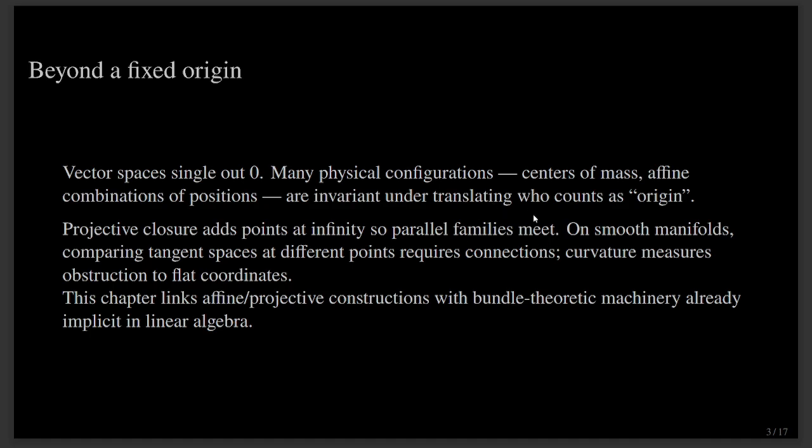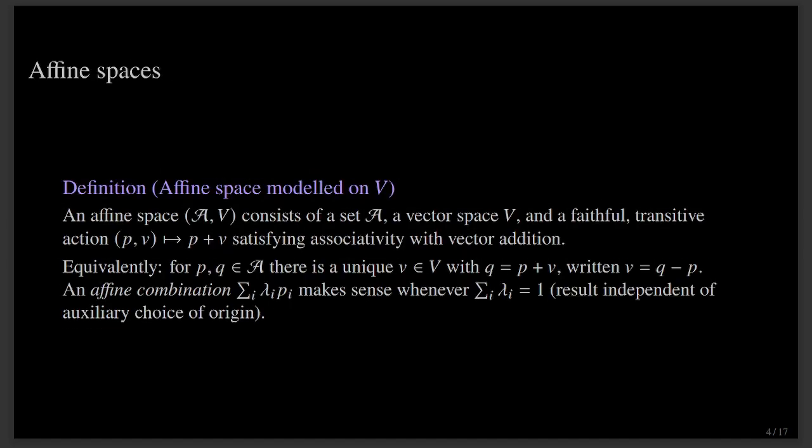Where was I? Oh yeah, on manifolds, tangent spaces at different points must be compared with connections and curvature quantities, and these will quantify the obstruction to the existence of a flat affine coordinate globally. And we can just think of this chapter or this episode as just like connecting the classical affine projective ideas to bundle theoretic tools. Now, let's talk about an affine space.